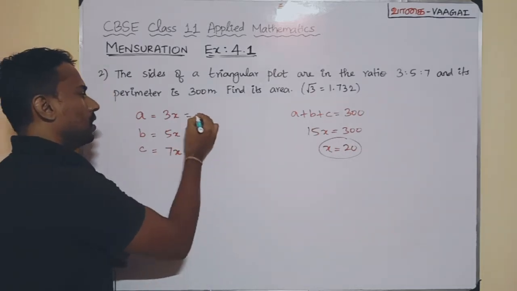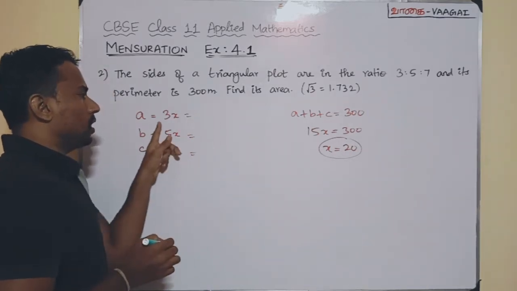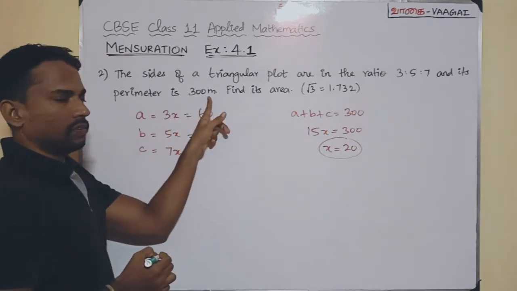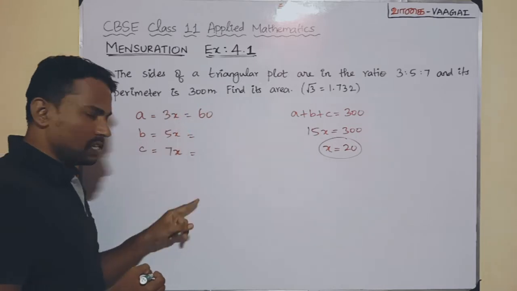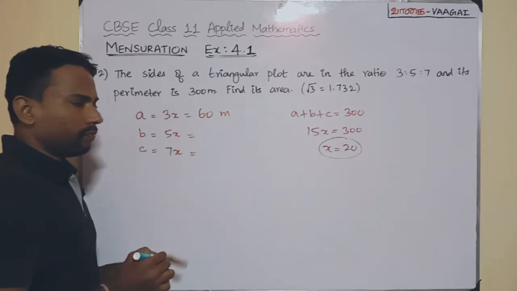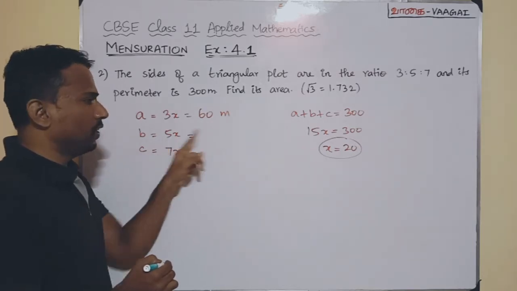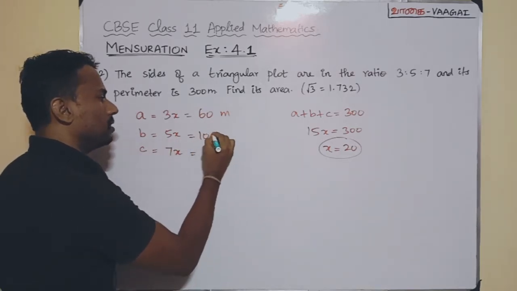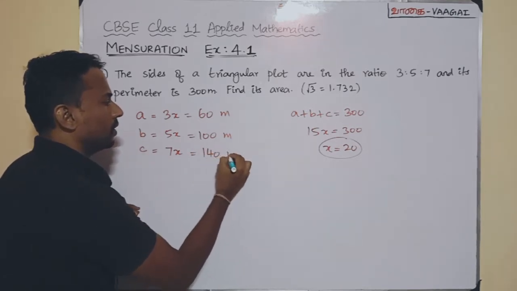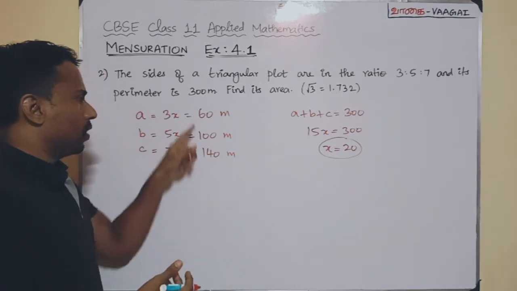So I will be getting A is equal to 3 into 20, which will be 60. Remember, the perimeter is given in terms of meters, so our three sides will also be in meters only. A is 60 meters. B is 5x, so 5 into 20, which will be 100 meters. And C is 7x. 7 into 20 will be 140 meters. That's it. Now we got all the three sides.